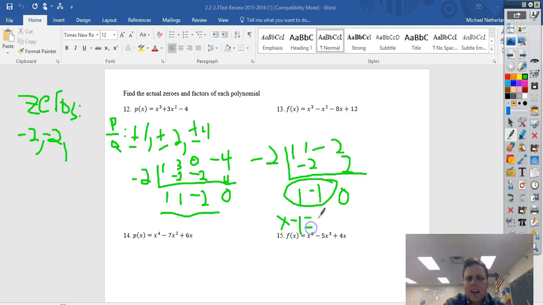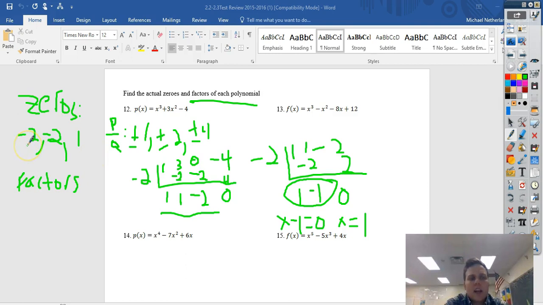And then I can just set that equal to 0, and I get that x equals 1. So then my third 0 is 1. So we found the actual zeros, and then it also asks us to find the factors of each polynomial. To find the factors of each polynomial, what you do is work backwards from your zeros.